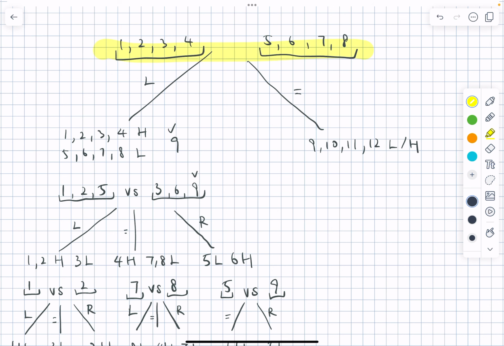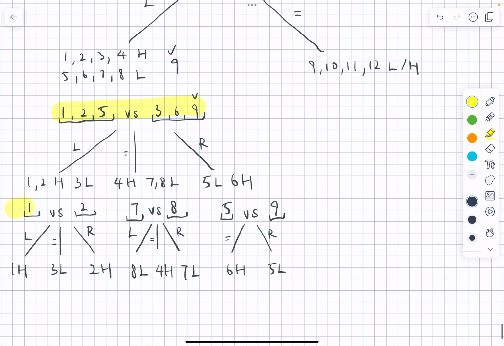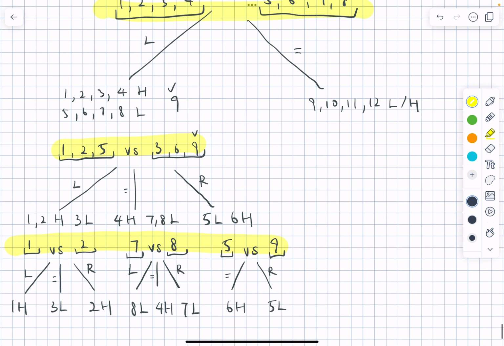Because this is the first measurement, this is the second measurement, and these are the third measurements. So now we still have another case to deal with. We have the case where 9, 10, 11, or 12, those balls are heavier or lighter. So how do we group these and how do we compare these?